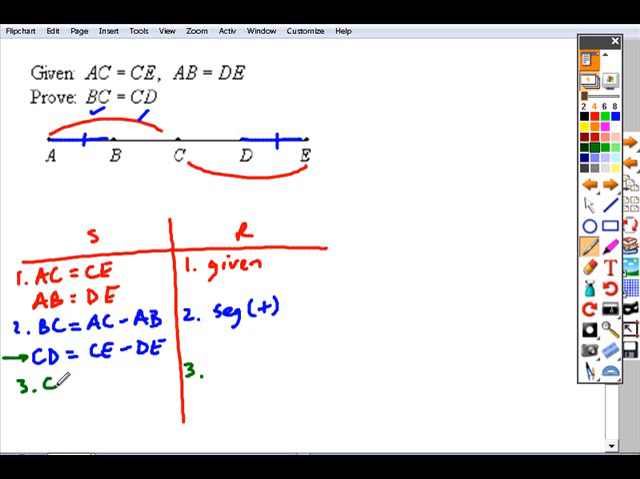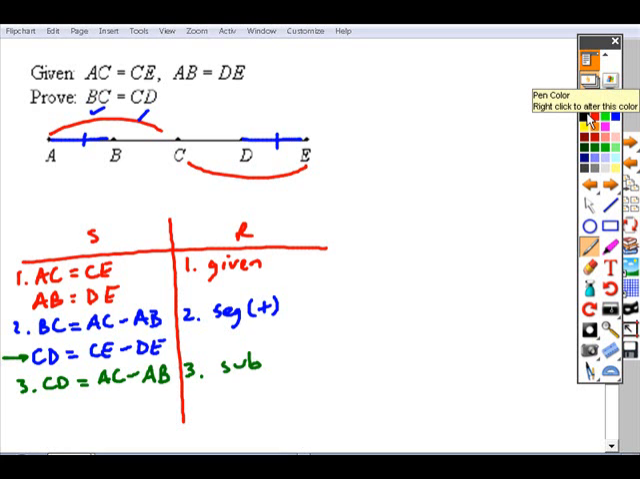So let's say first we're going to take CD, and we're going to transform it so it's more similar to the expression for BC. So what can we replace CE with? Its equivalent AC. And what can we replace this DE with? Its equivalent AB. Okay, so when we're looking at that, that's simple substitution. We just substituted in two values for their equivalents.